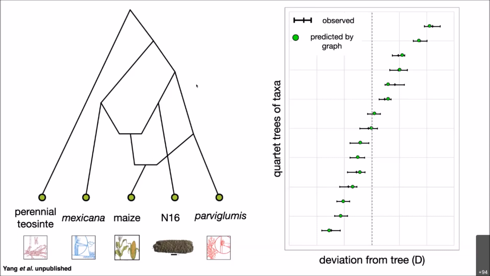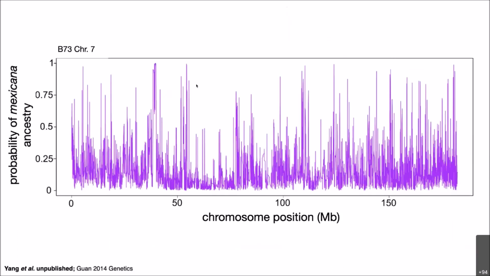And so we took an entirely independent approach where we used an ancestry HMM. We took Parviglumis and Mexicana samples from our ZMAP data, removed any individual that showed evidence of admixture with maize or between the two teosintes, and then just modeled each individual maize genome as having parentage from one of these two teosintes. And so we can sort of trundle along the genome. This is showing chromosome 7 in the reference genome B73, and asking what's the probability of Mexicana ancestry at any region in the genome. You can see that across most of the chromosome, it's fairly low, but our overall average is, I think, somewhere around 10% on this chromosome.